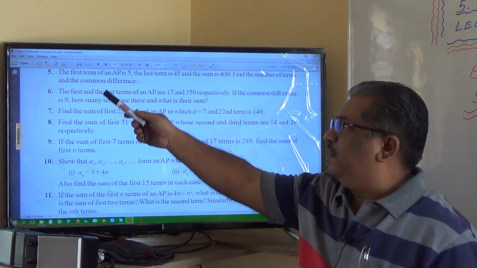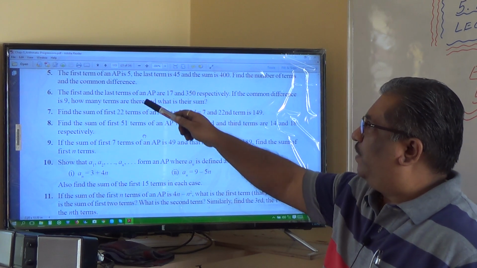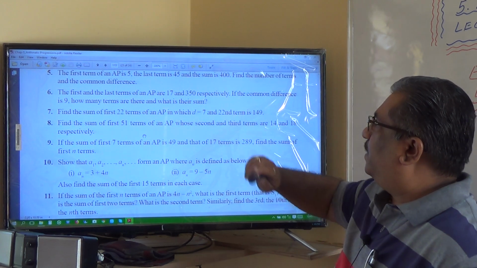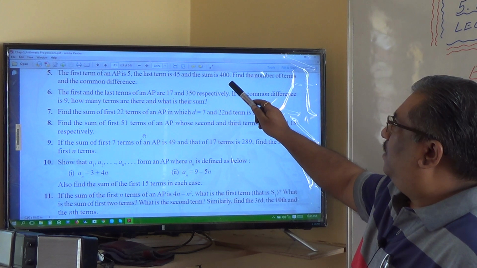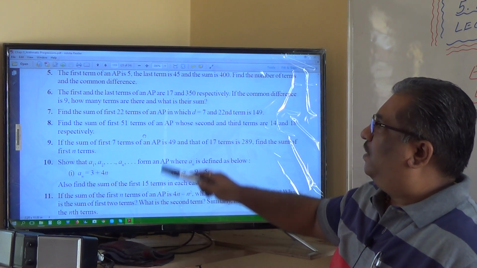We'll take the fifth one. First term of an AP is 5, A equals 5. Last term is given, L is given, sum is given. Find the number of terms and the common difference. We'll see that one. Fifth one.